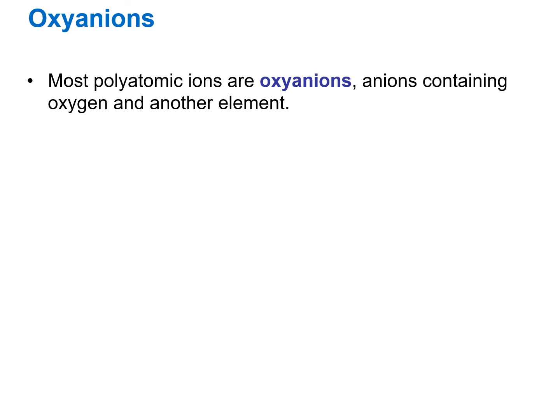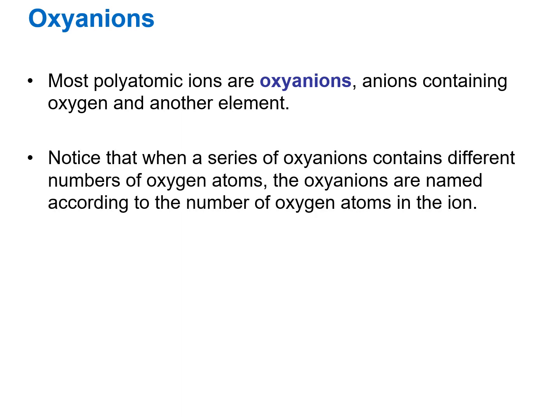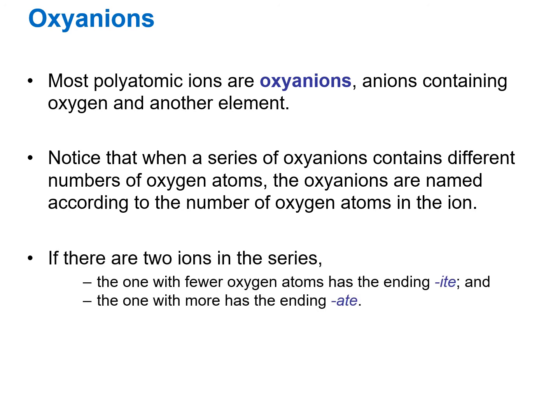Now, the interesting thing about oxyanions is that they have a tendency to appear in series. So if you've looked at the chart, kind of familiarized yourself, you might have noticed something like NO2 and NO3, or SO3 and SO4. These are oxyanions and they appear in a series. And when they appear in series, you might have noticed names like sulfite and sulfate. So is there some sort of naming convention here? Of course there is. That's what chemists do. They like to have conventions to make rules for naming things. So let's take a look at what that is.